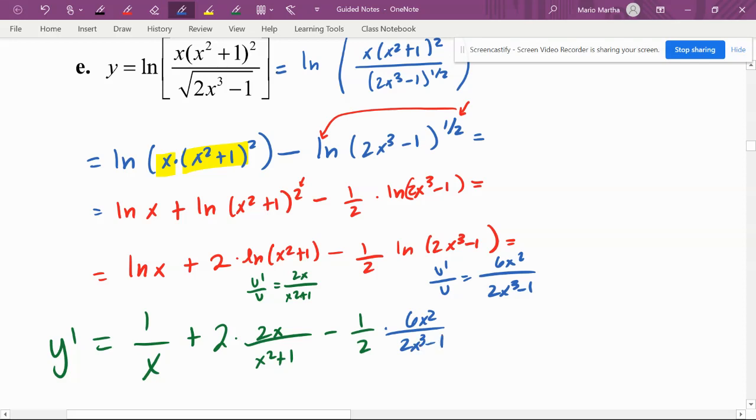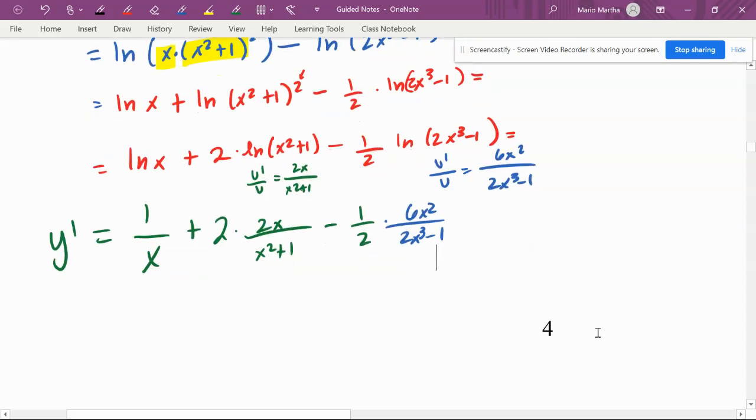All right. And then from there, we have 1 over x. Try to clean it up a little bit more. Plus 2 times 2 is 4x over x squared plus 1. Minus, so 2 goes into 6 3 times. So that gives you 3x squared on top over 2x cubed minus 1. And that's pretty much my y prime.